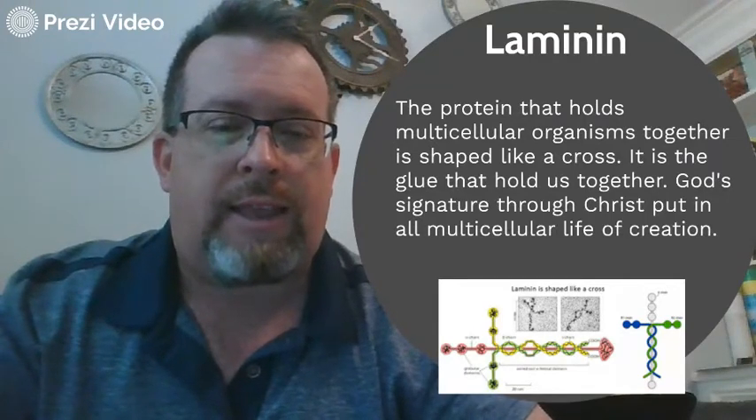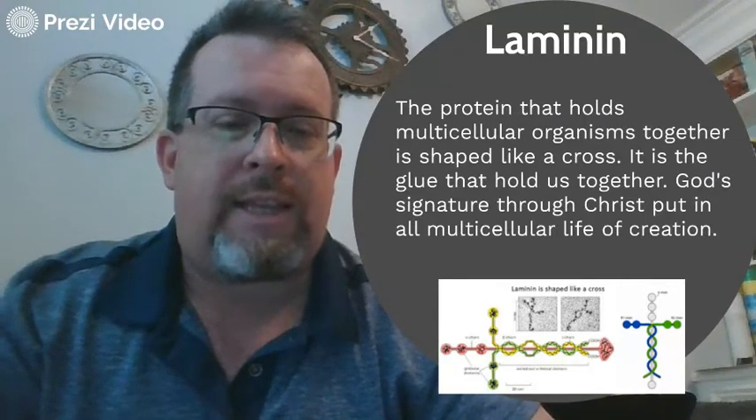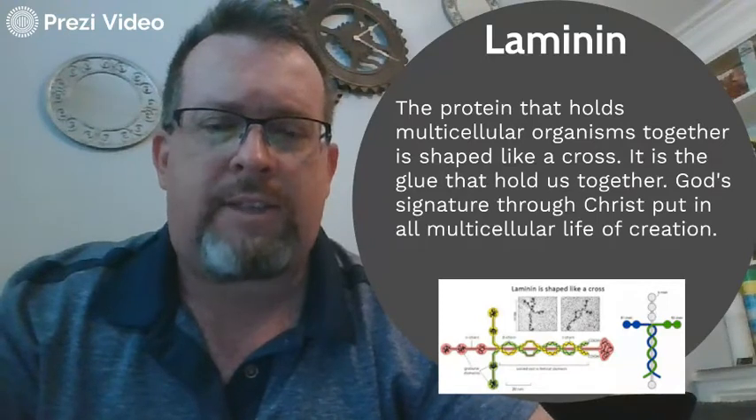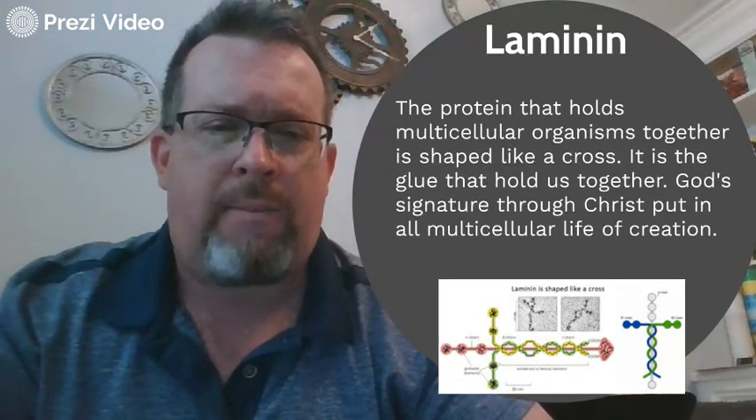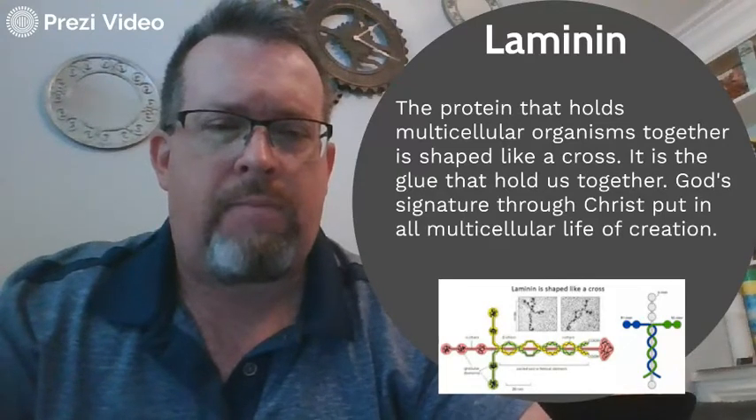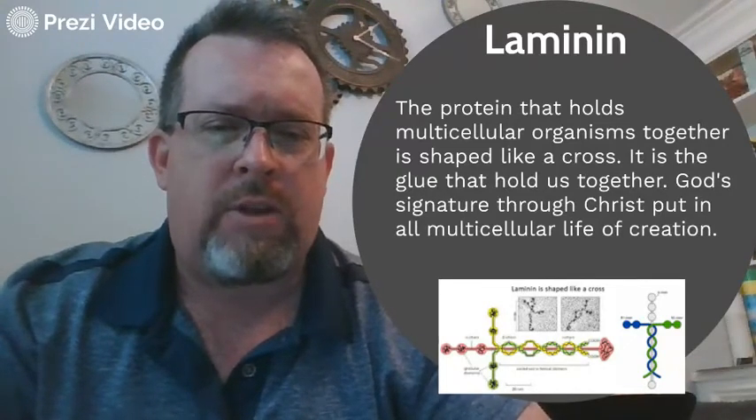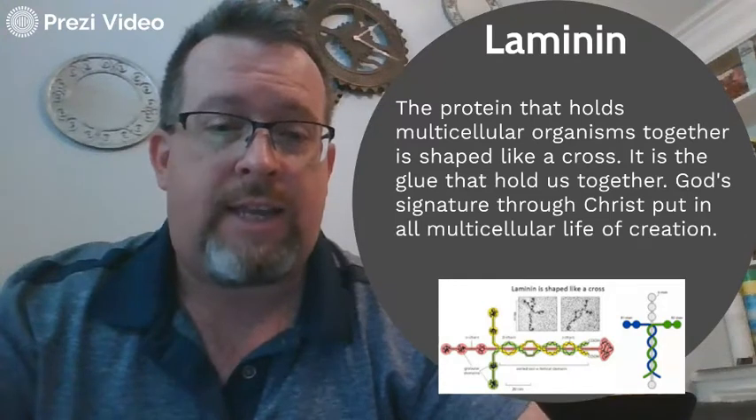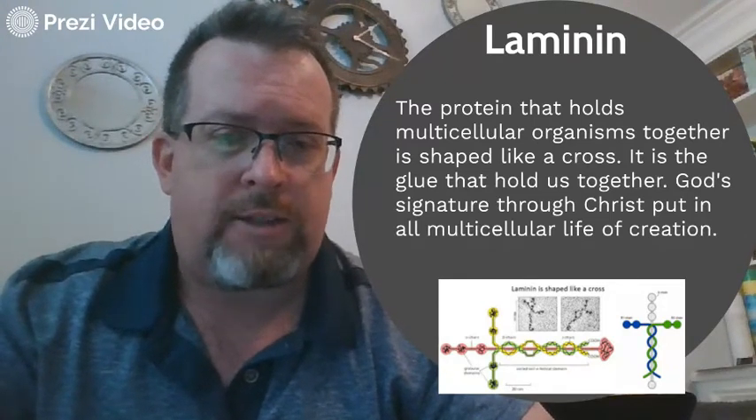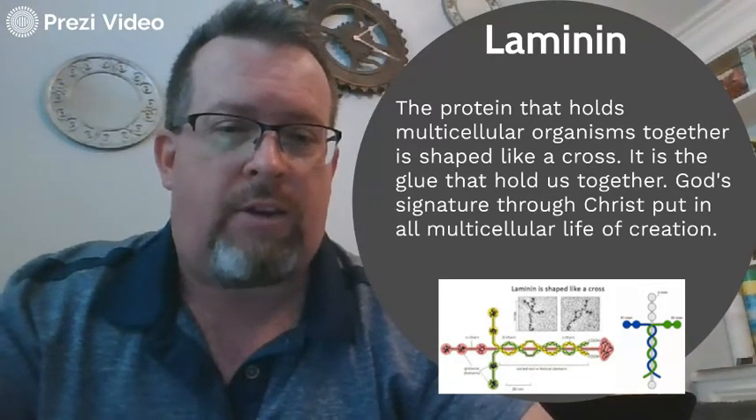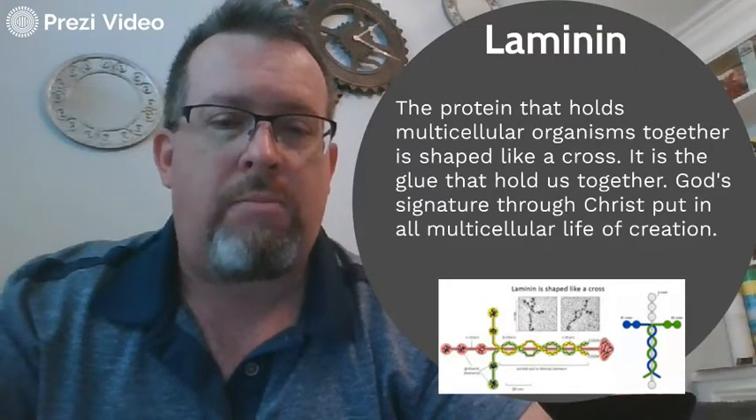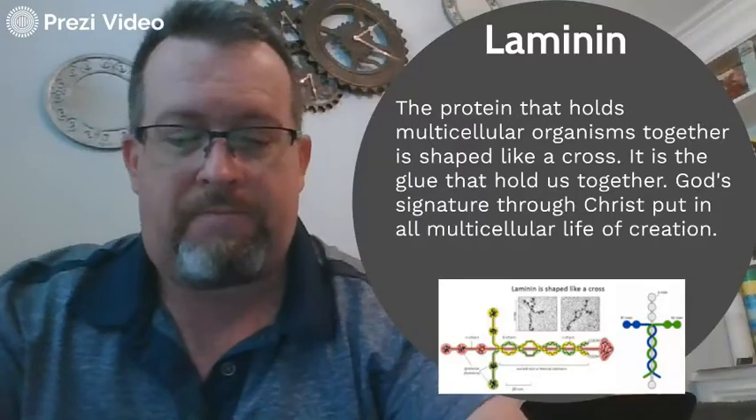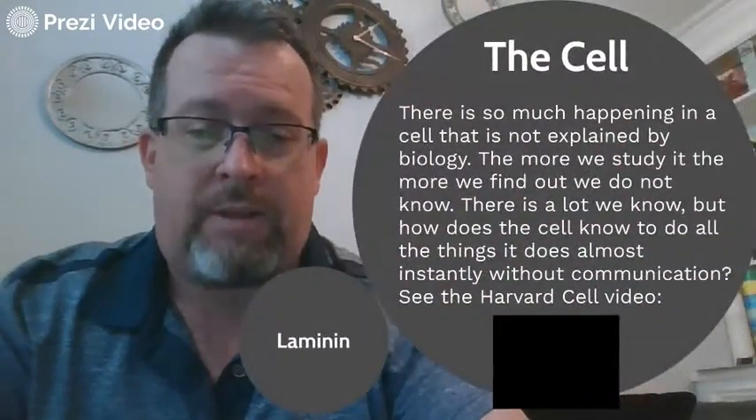The protein laminin puts together these cells. When you have multicellular organisms, there is a structure called laminin, a protein structure that holds multicellular organisms together. And if you look on here, you can see it is shaped like a cross. It is the glue that holds us together. God's signature through Christ put on all multicellular life of creation. I find that extremely interesting.